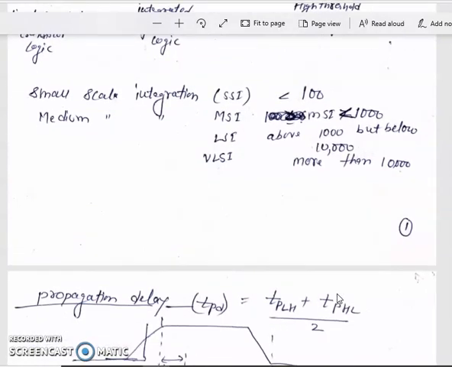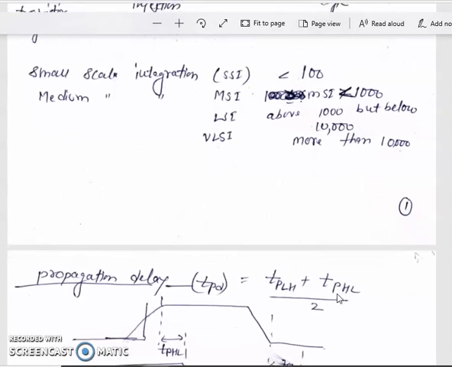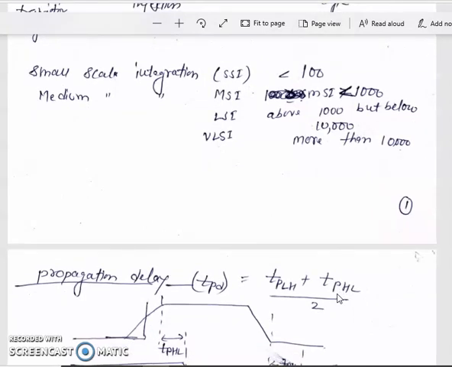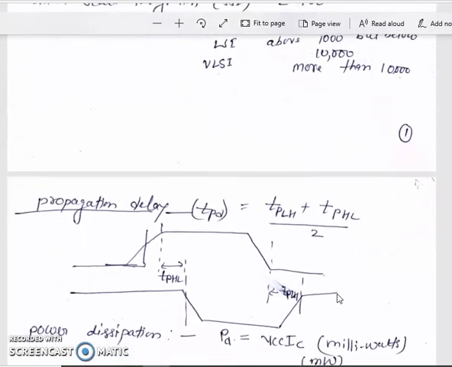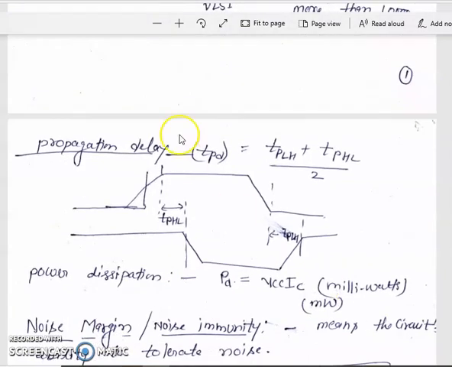Okay, next one. Small scale integration is less than 100 gates, medium scale integration is greater than 100 and less than 1000, and LSI is between both of them, and VLSI is greater than 10,000 gates.